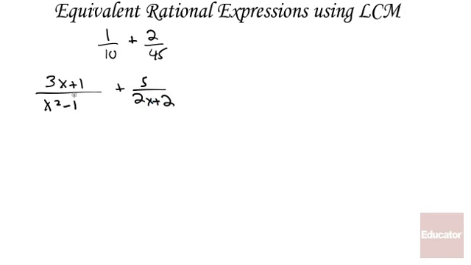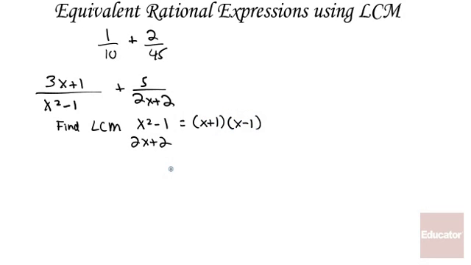So I'm asked to add these, and I check and I see I don't have a common denominator. I don't even have an additive inverse to work with. I have two completely different denominators. So first, find the LCM. And in order to do that, I'm going to factor x squared minus 1 and 2x plus 2. This is the difference of two squares, and it factors out to x plus 1, x minus 1. Here I have a greatest common factor of 2 that I can pull out to get 2 times x plus 1.